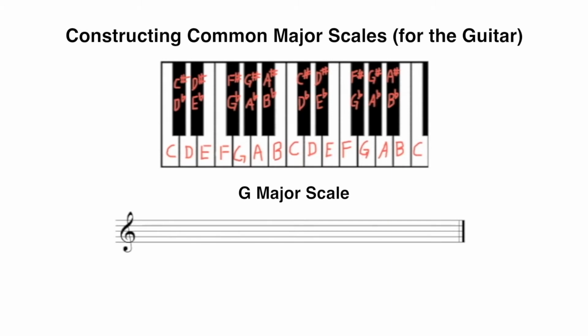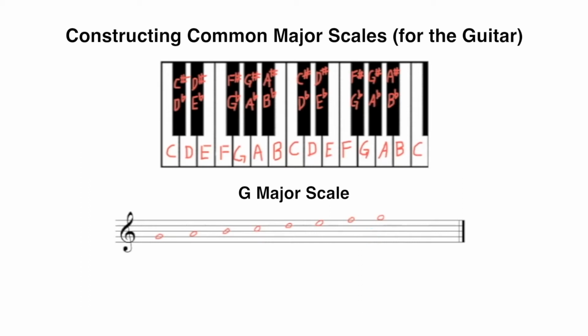So that's one of every letter name starting on the keynote, G. So here we have G, A, B, C, D, E, and F, so one of every letter name, and then we finish off our scale with the note that we started on, G.